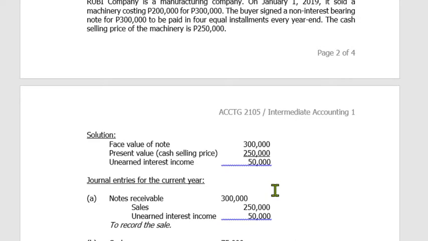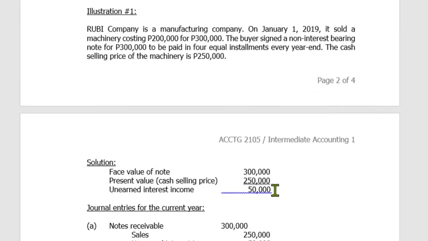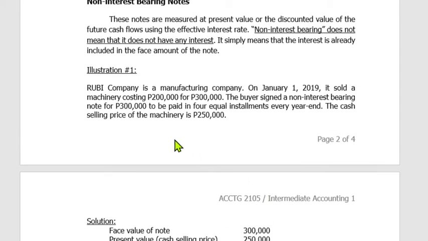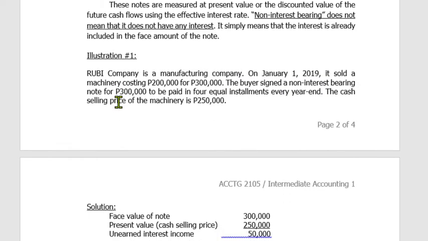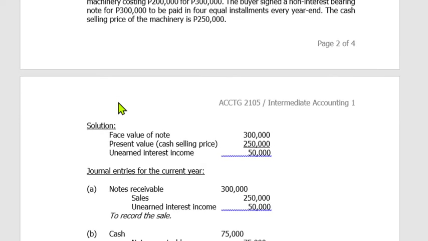So, how do you recognize this? In the books of the one who received the notes. So, debit notes receivable, 300,000 dahil natanggap mo yan. You credit sales, 250,000. Remember, ang sabi dito, ikaw ay isang manufacturing company. So, ang minamanufacture mo ay mga machinery. Kaya, ang treatment mo doon sa binenta mong machine ay sales. This is part of your inventory.